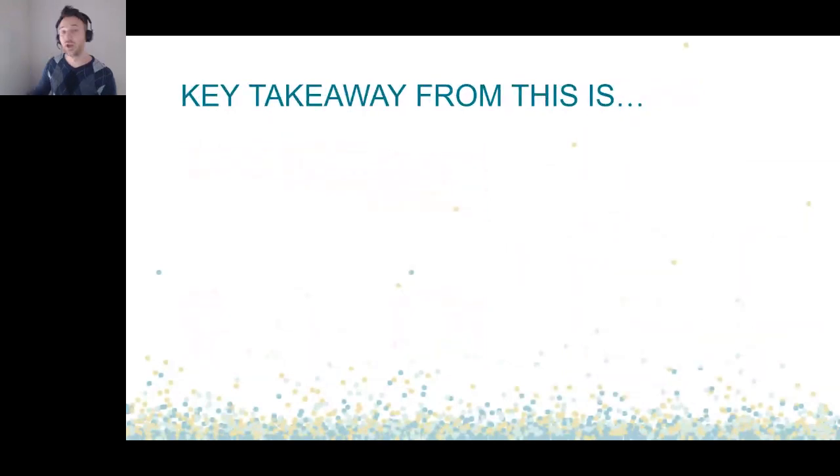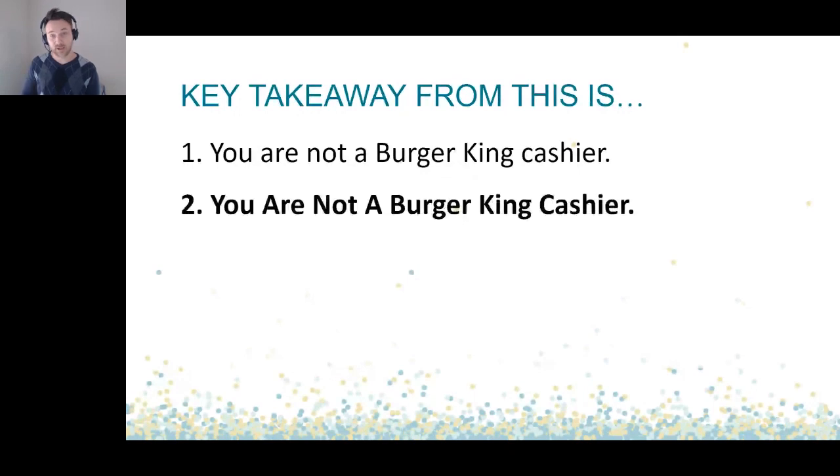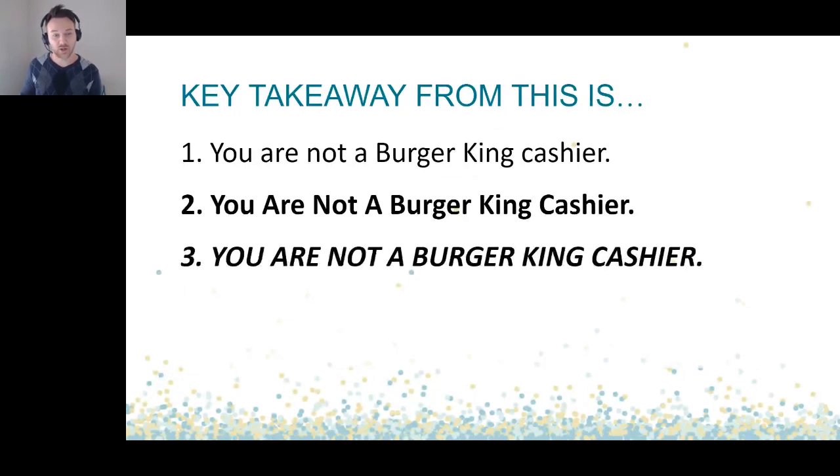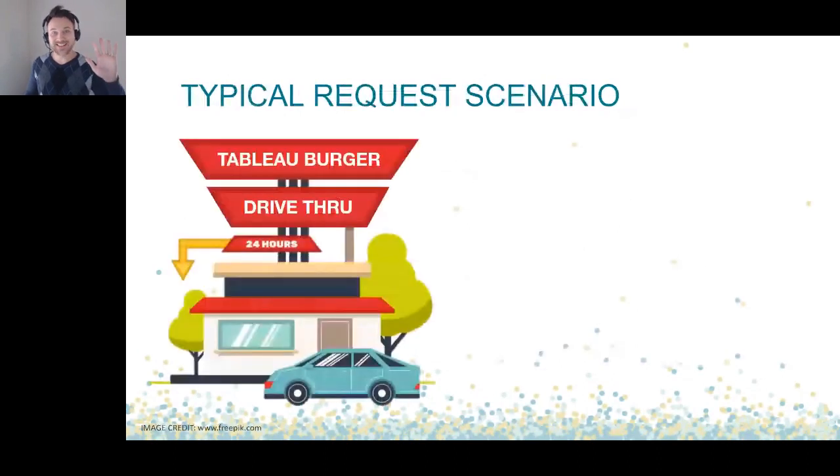So what do I want you to take away from this presentation? It's this: you're not a Burger King cashier. You are not a Burger King cashier. Simply put, we can tell our stakeholders they can't always have things their way. So what do I mean by that? Well, let's dive into that analogy. Here is a typical request scenario in terms of how people order food, right?